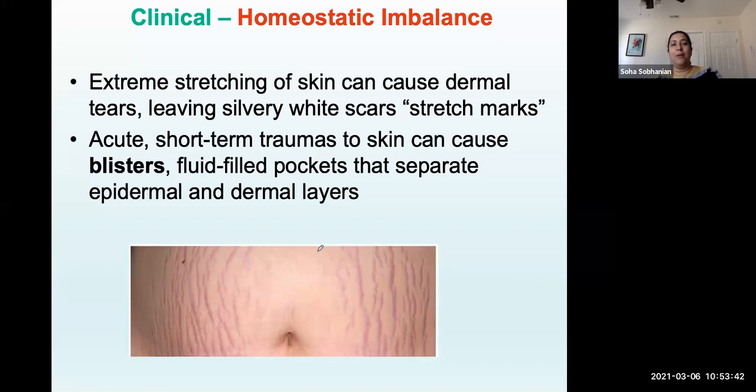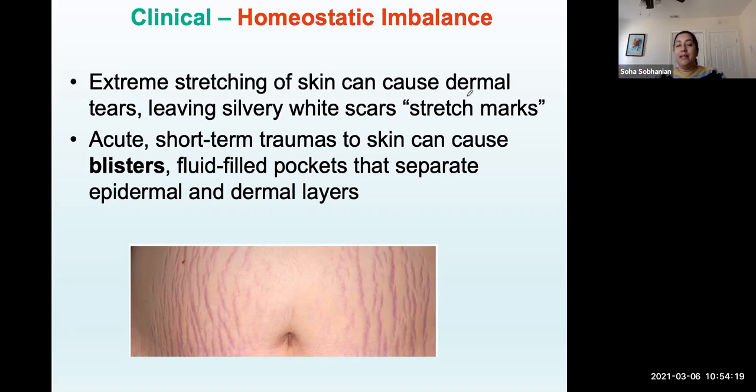This is something a lot of people are familiar with, stretch marks and blisters, common terminology that we use. So what is the difference? A stretching of the skin in a very short period of time, where you basically don't have time to stretch the skin by adding new cells to it. What happens is you start to pull the protein fibers apart. And when those protein fibers are pulled apart, then you get what we call stretch marks.